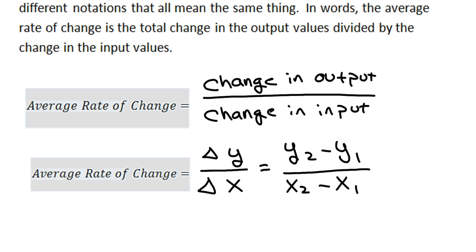Now, if that's starting to look familiar, you probably remember the formula for the slope of a straight line. A straight line has a rate of change that's consistent all along its length. But we can talk about average rate of change for functions that are not straight lines. That's what we're looking at here, where the average rate of change can vary.